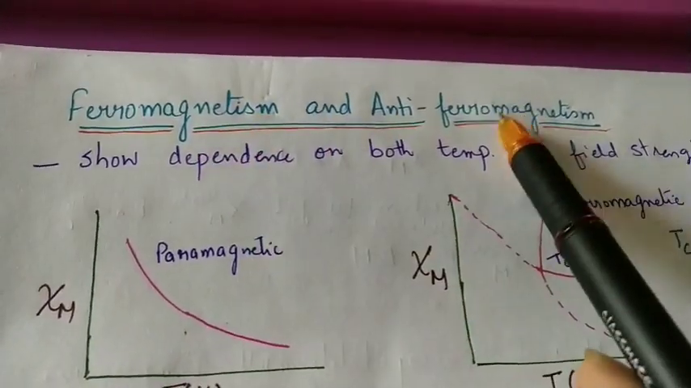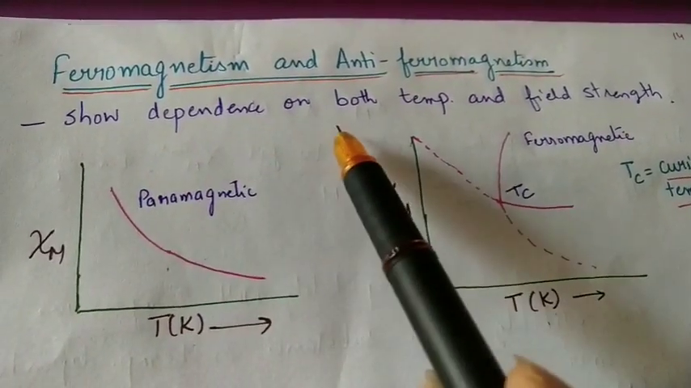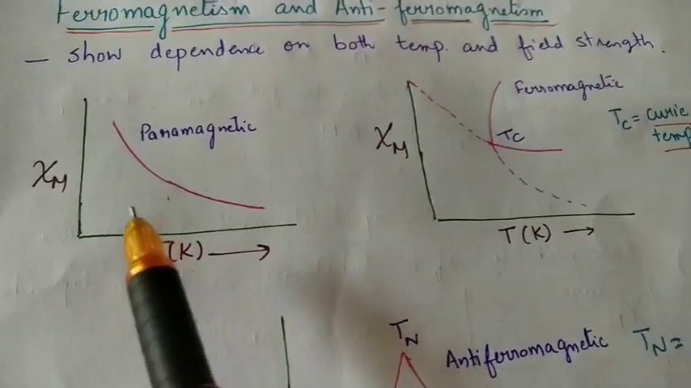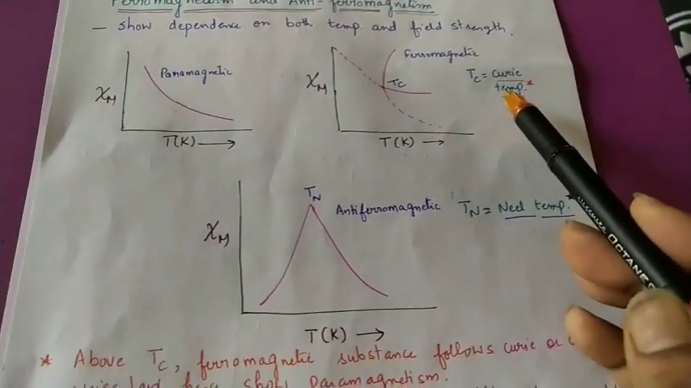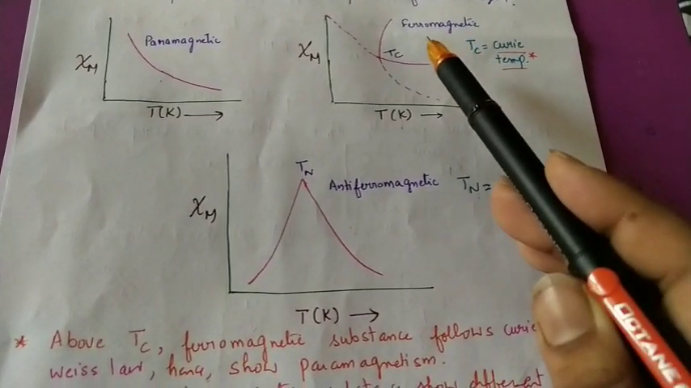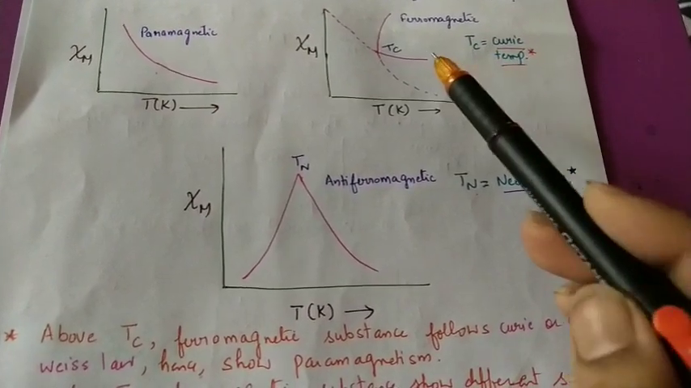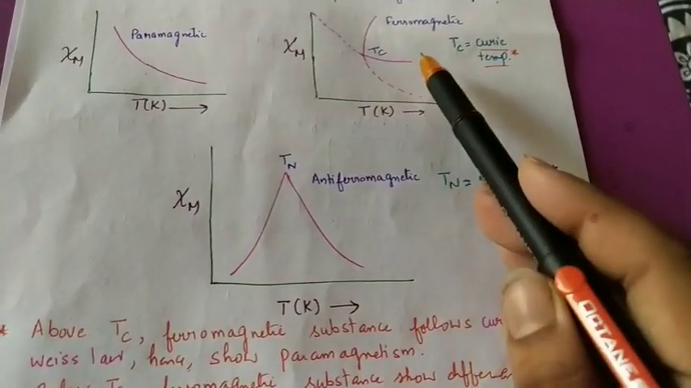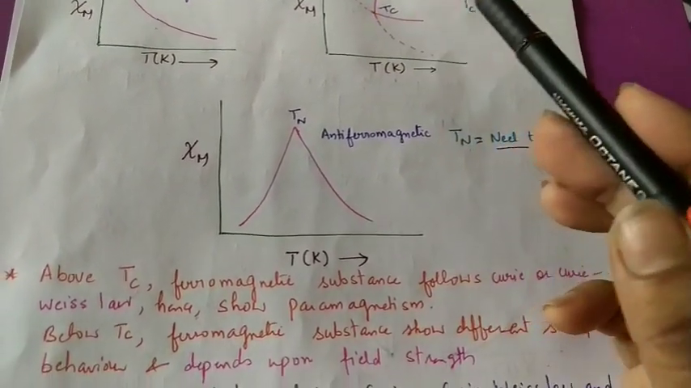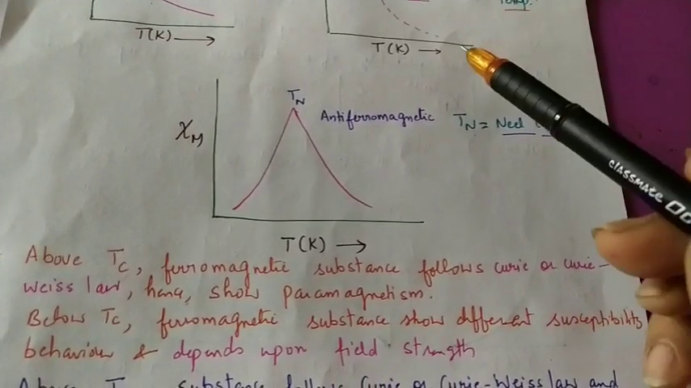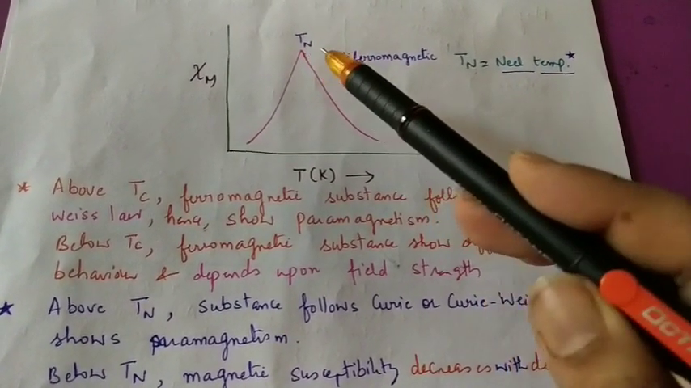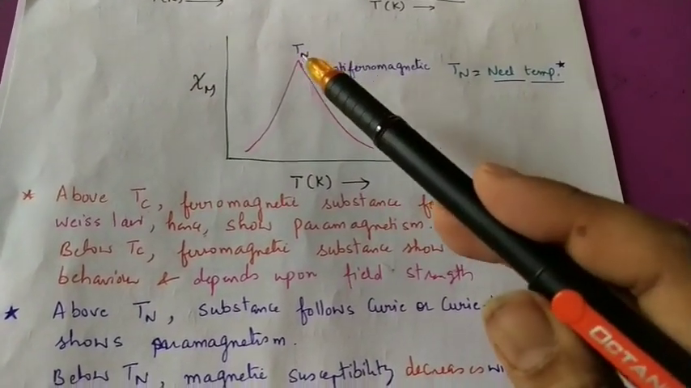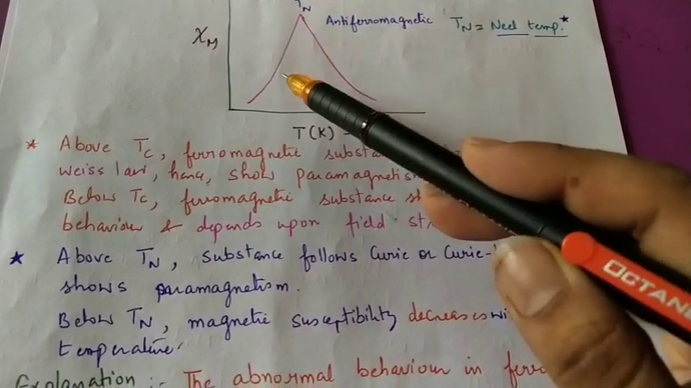Now, we have studied paramagnetism and diamagnetism. There are two more terms, ferromagnetism and antiferromagnetism, that also need attention. They both show dependence on temperature and field strength. It is found that when we plot chi M and T in Kelvin for the paramagnetic substances, we get a parabola as we have discussed. But for ferromagnetic substances, we have found that there is a temperature which is called the Curie temperature. Above the Curie temperature, ferromagnetic substances follow Curie's law. They show the same graph as shown here. That is the paramagnetism. But below this temperature, we have found that the behavior is different and it depends upon the field strength. Similarly, for antiferromagnetic substances, there is a temperature called the Neel temperature. Above the Neel temperature, it shows paramagnetism. But below the Neel temperature, the susceptibility decreases with decrease in temperature.